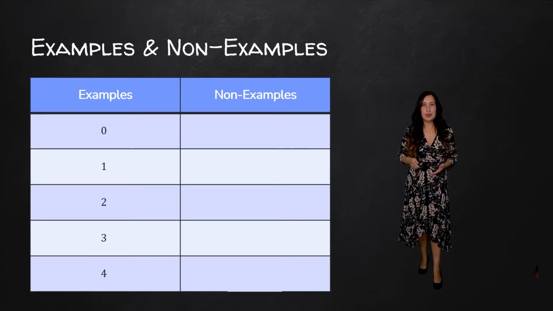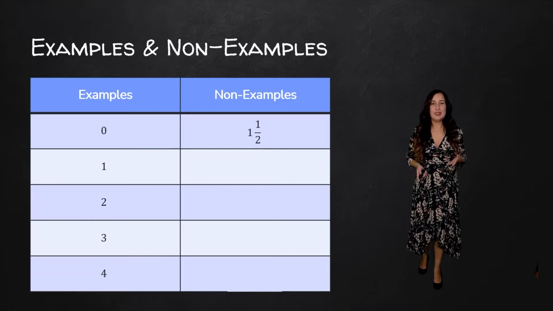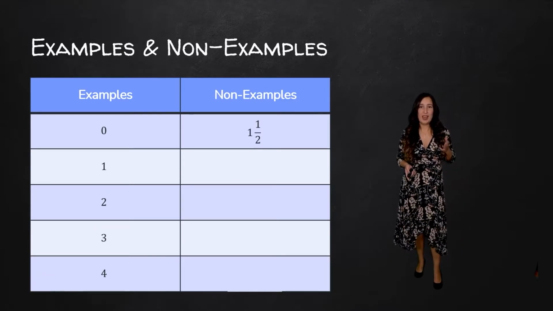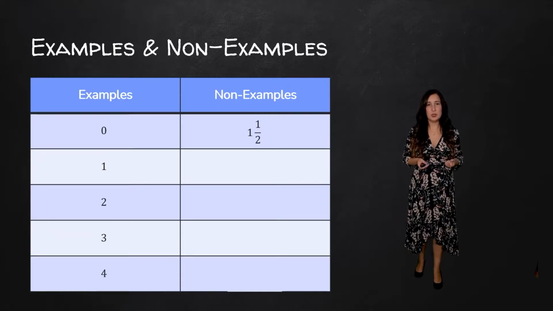Now let's go through our non-examples. Here I have 1.5. So this is not a whole number because we have a fraction here. Although we have one whole, we have half, which makes this not a whole number. So our whole numbers do not include fractions or decimals unless that fraction simplifies to a whole number.